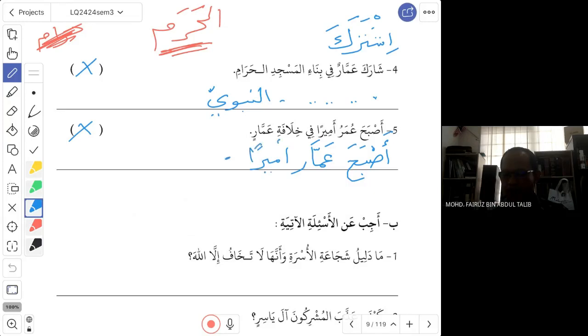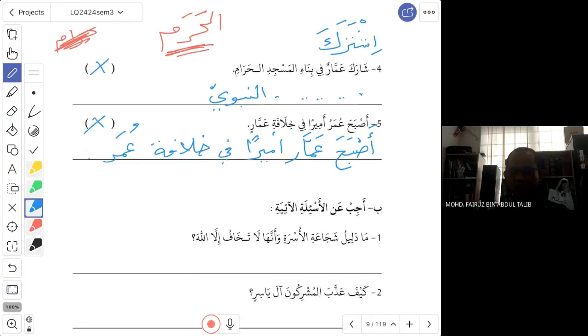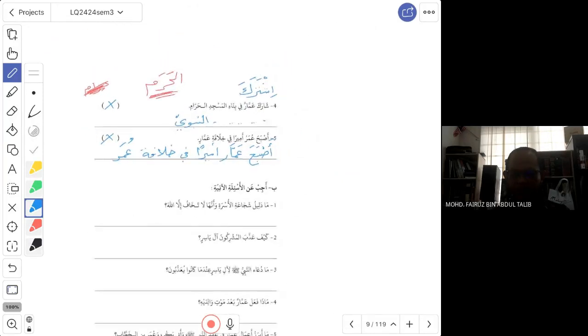Asbaha Ammar amiran fi khilafati man? Khilafati Umar. Okay, Umar. So Umar is, of course, Umar al-Khattab radiyallahu anhu. In Arabic there are three similar names. First, you will see Ain Mim Ra. Second, Ain Mim Ra, but with a waw at the end. And third, Ain, Mim, Alif, Ra.